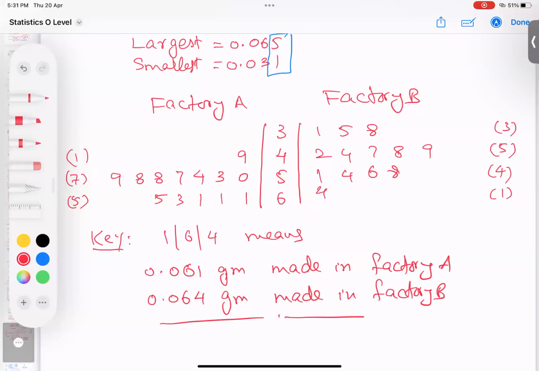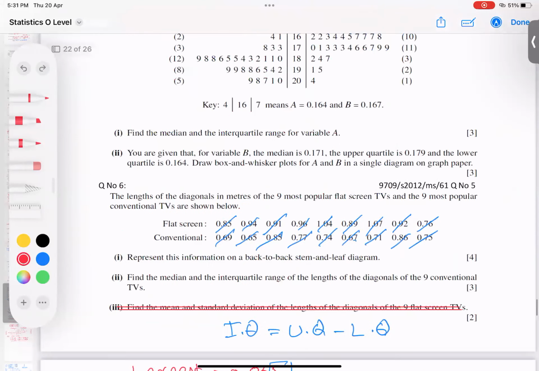So Alhamdulillah Rabbil Alameen, I believe all these points are clear. You're not compelled to write "made in". You can write only factory A, or only the word here. It's just for the sake of understanding. So I think this idea is clear.